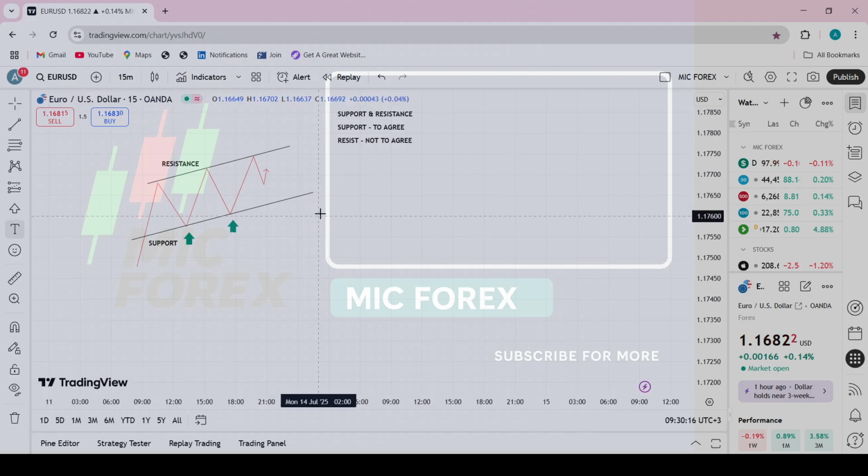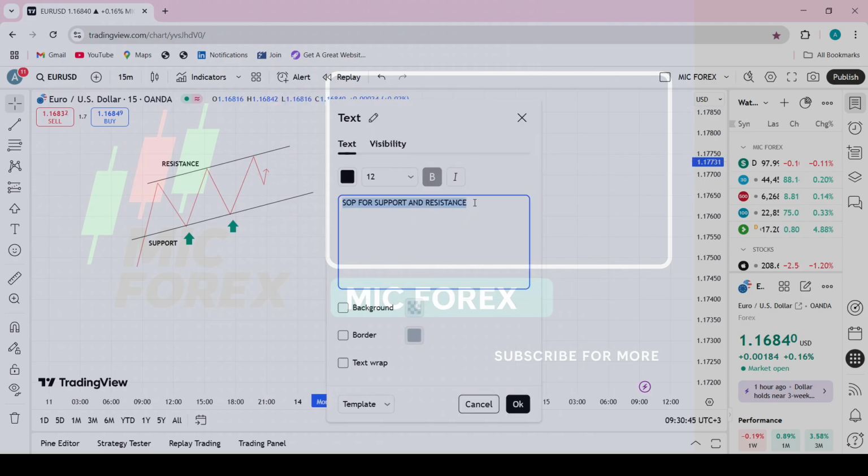Number one, okay, this is the SOP for support and resistance. This video might be a bit longer because I want to give you all the details. SOP for trading support and resistance. Remember, here we are going to be able to manufacture a signal. Number one, determine, or draw, identify and connect.